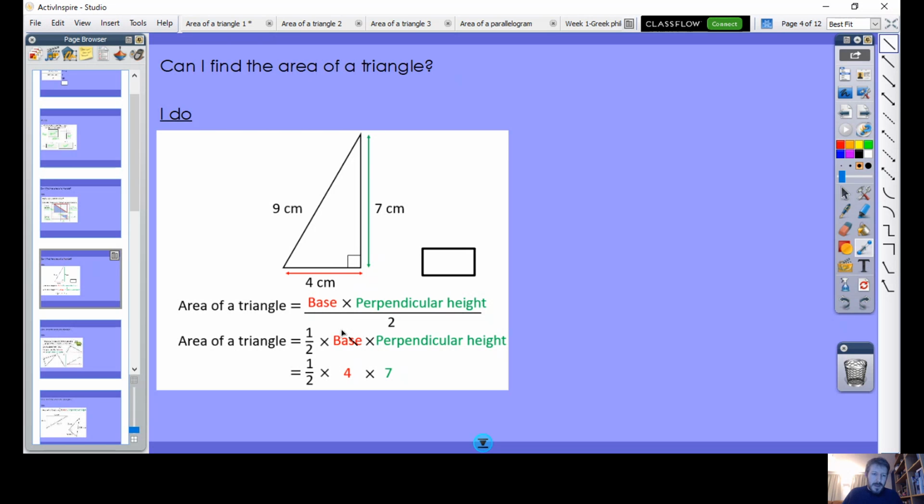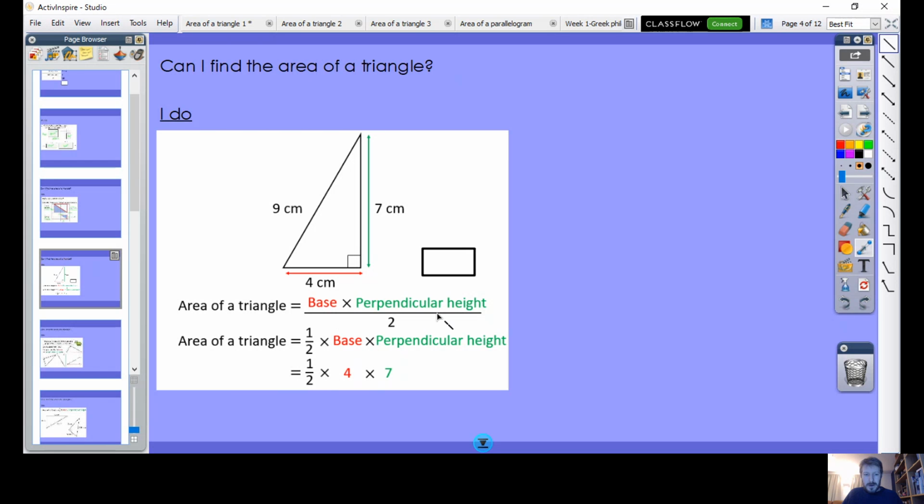Another way of thinking about it is the area of the triangle is half multiplied by the base, because multiplying something by half is the same as dividing by 2. Half of the base, remember times is the same as of, half of the base times the perpendicular height. So another way we could think about it would be half of 4, which is 2, multiplied by 7. Remember, when we've got 2 multiplications to do, we do 2 of them first, then multiply the answer by the third one. So half of 4, which is 2, multiplied by 7 is 14.